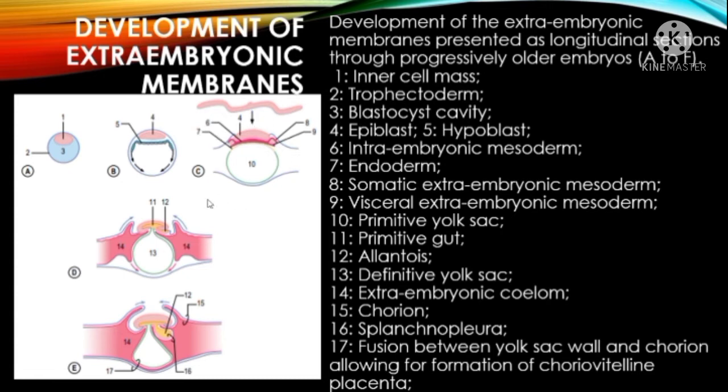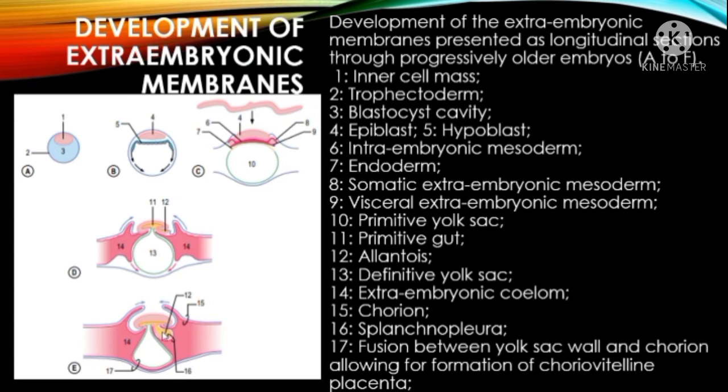In C, you can also see the zygote after gastrulation, where you can see that it has gastrulated and there are the three germ layers. In D, the extraembryonic coelom is starting to surround the definitive yolk sac, and the definitive yolk sac has formed from the primitive gut, and as you can see, the allantois is also forming.